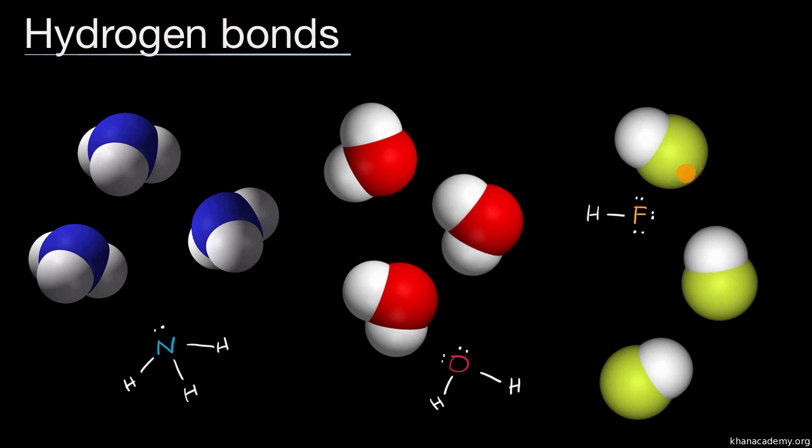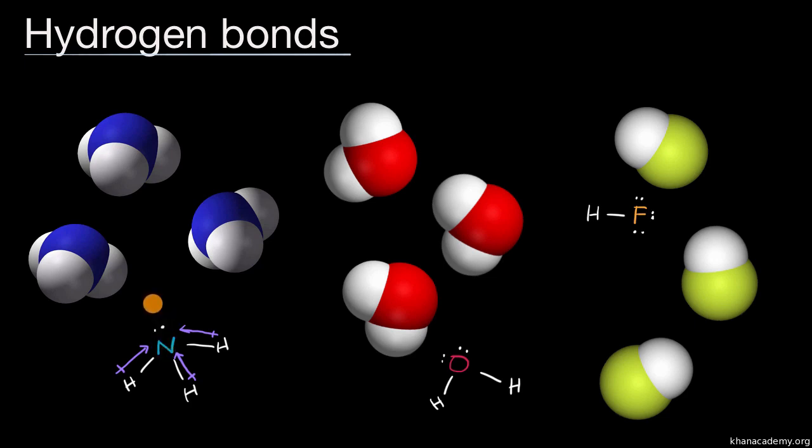And the simple answer is, in each of these cases, you have hydrogen bonded to a much more electronegative atom. Even though these are covalent bonds, they're going to be polar covalent bonds. You are going to have a bond dipole moment that goes from the hydrogen to the more electronegative atom. The more electronegative atom is going to hog the electrons. The electrons are going to spend more time around that.